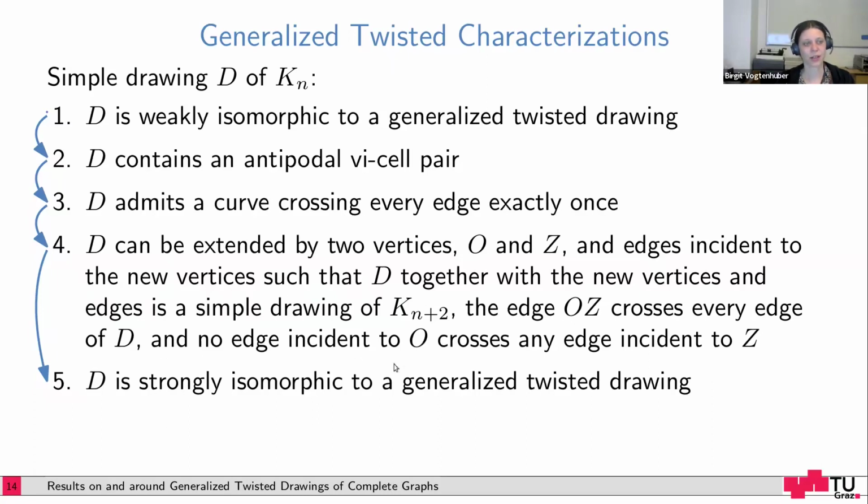And we could also show that they're actually strongly isomorphic to a C-monotone drawing in this case, which gives that we have this drawing that we started with as being weakly isomorphic to a generalized twisted drawing, ending up as being strongly isomorphic to a generalized twisted drawing, which closes the cycle and says that all these properties are actually equivalent. So this is a whole bunch of very combinatorial characterizations of generalized twisted drawings that actually only depend on the rotation system, and the last one also depends on the drawing.